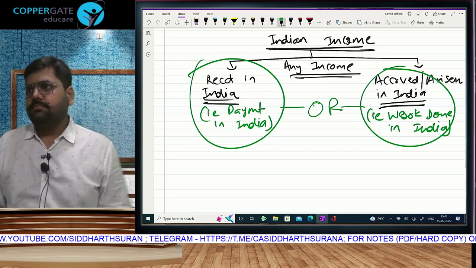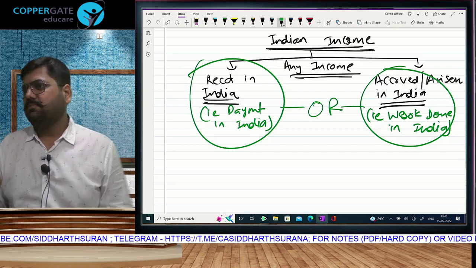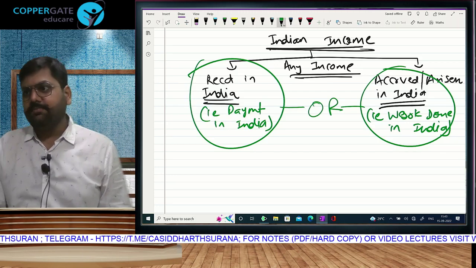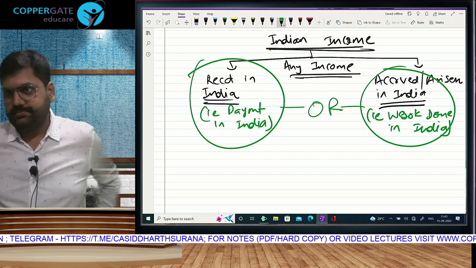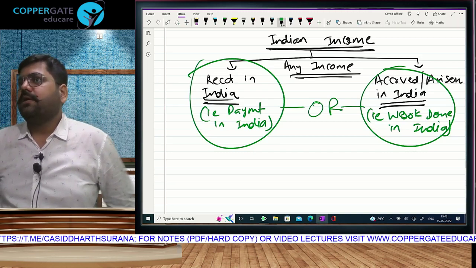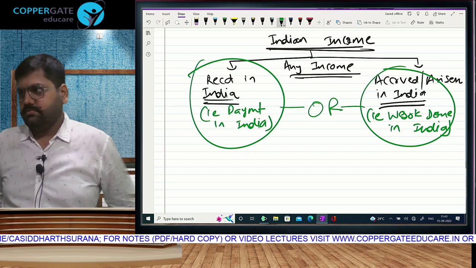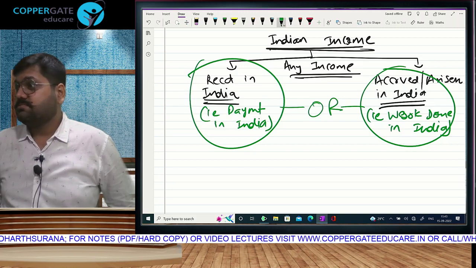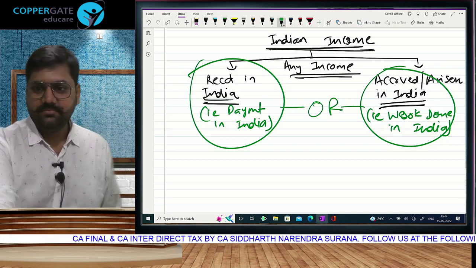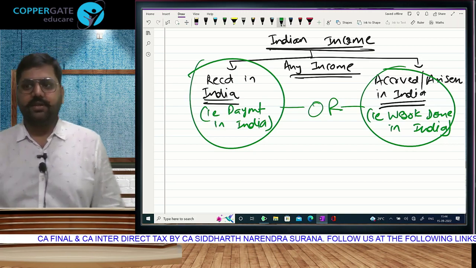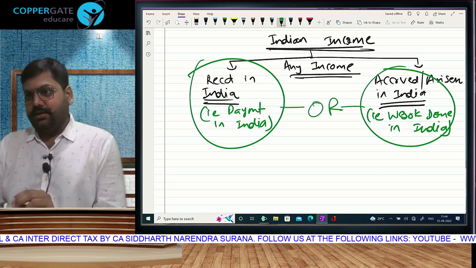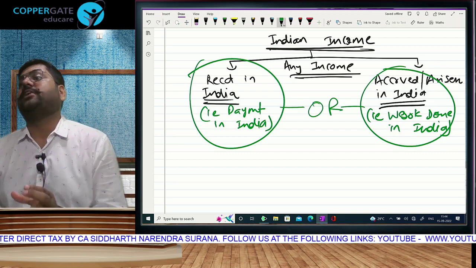To earn income, income earning is a two-step process. So where was I? Sorry for the interruption. In order to earn any income, you have to follow a process of 2 steps.